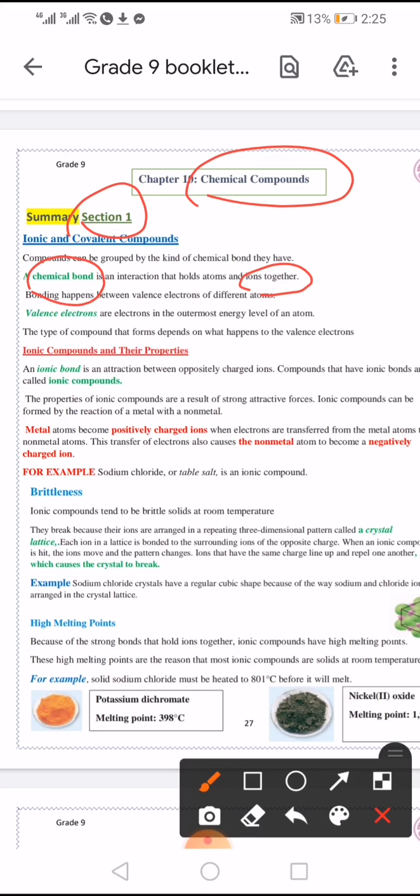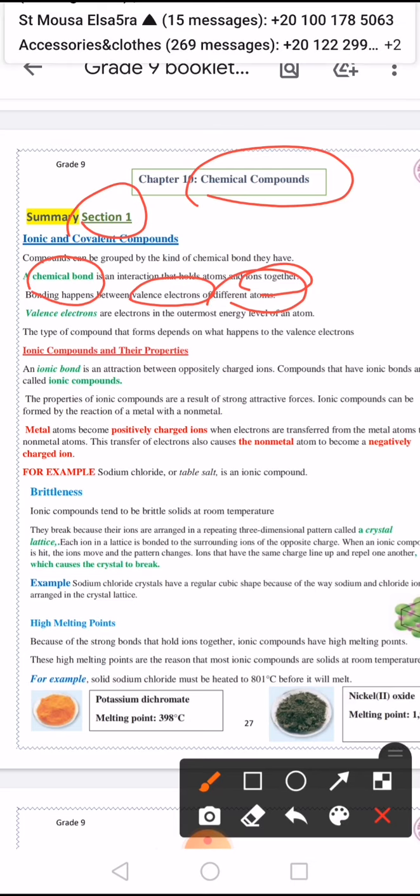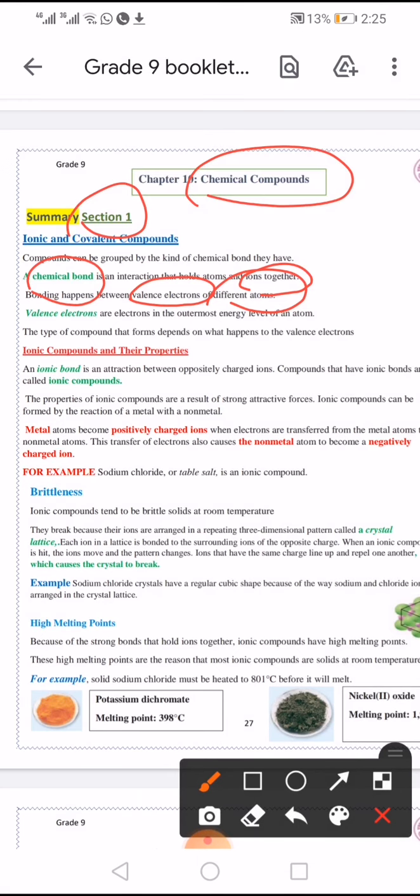Bonding happens between valence electrons of different atoms. What's meant by valence electron? Valence electrons are electrons in the outermost energy level of an atom. So valence electrons are what? Electrons in the outermost energy level of an atom. For example, hydrogen has atomic number one, so this one is a valence electron.